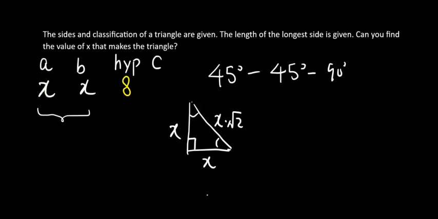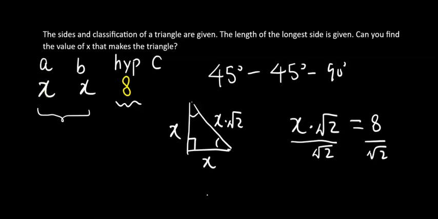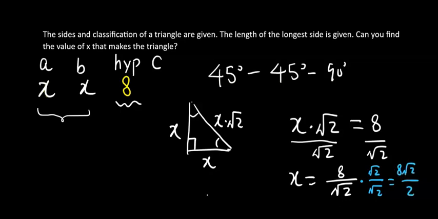Therefore, by using this special rule, we're going to have x times the square root 2 is the hypotenuse, which is already given to us as 8. We're going to divide by square root 2 on each side. We're going to have x is 8 over square root 2. Now, we are going to rationalize the denominator by multiplying by square root 2. Okay? Then we simplify, and that is 4 times the square root 2. A little bit busy here, but we can see it very well.